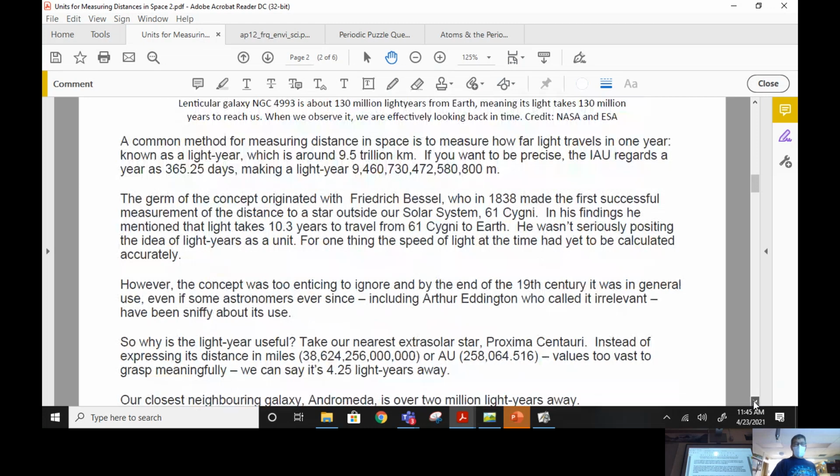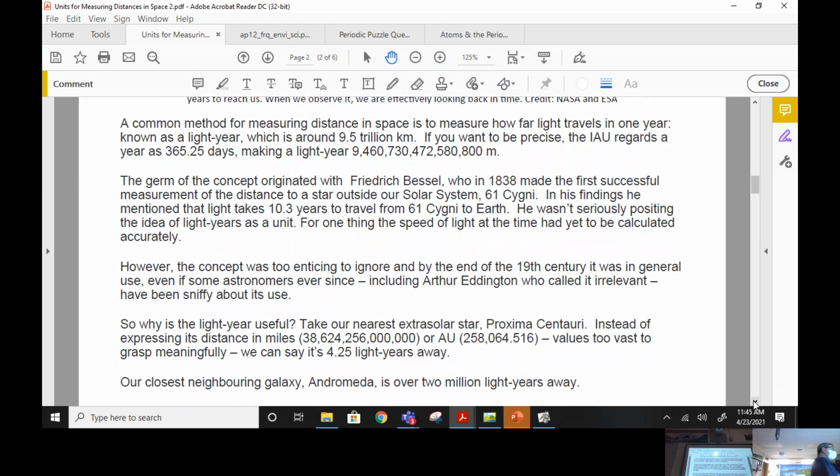So let's highlight some more. A common method for measuring distance in space is to measure how far light travels in 1 year. Known as a light year, it's around 9.5 trillion kilometers. If you want to be precise, the International Astronomical Union regards a year as 365.25 days, which makes a light year 9.4 trillion kilometers.